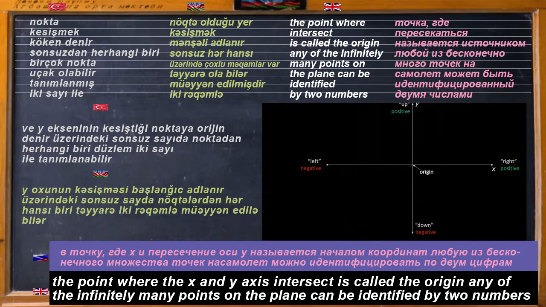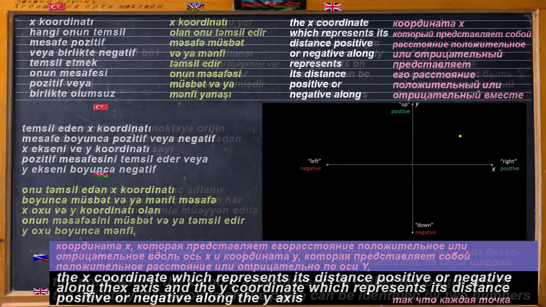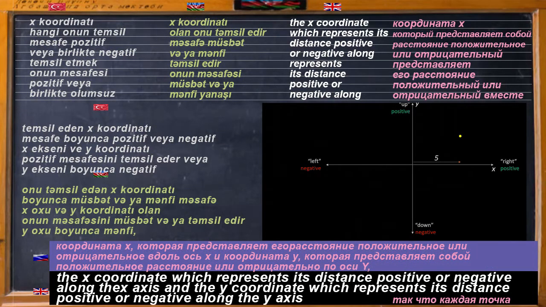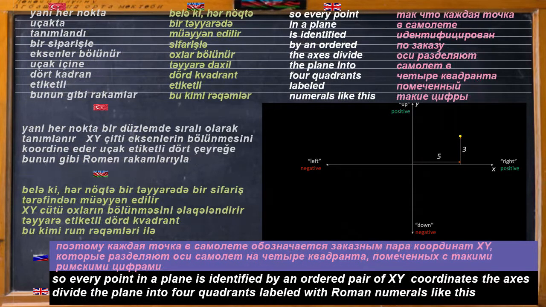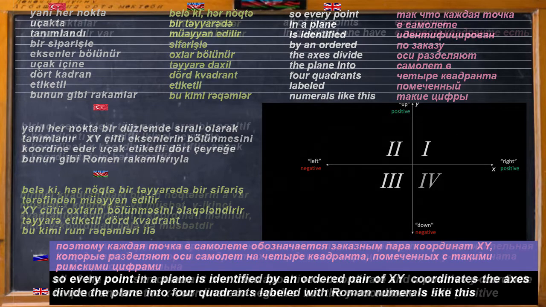Any of the infinitely many points on the plane can be identified by two numbers. The x-coordinate, which represents its distance, positive or negative, along the x-axis, and the y-coordinate, which represents its distance, positive or negative, along the y-axis. So every point in a plane is identified by an ordered pair of xy coordinates. The axes divide the plane into 4 quadrants, labeled with Roman numerals like this.